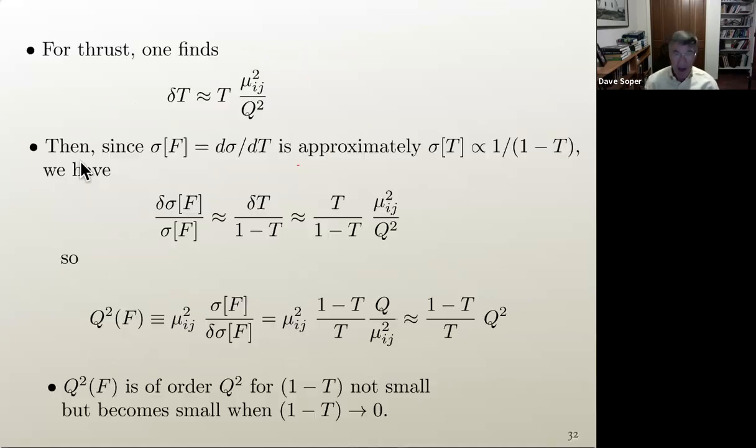So let me just go back. The cross-section has 1 over 1 minus t and logs of 1 minus t. So something's sort of going wrong. You're getting big logarithms when t goes to 1. And this is just a reflection of that. The scale for the thrust distribution is not Q squared. It's 1 minus t times Q squared. So as 1 minus t goes to 0, the thrust distribution is less and less infrared safe.